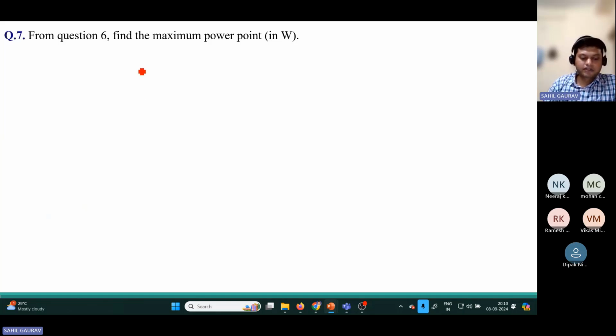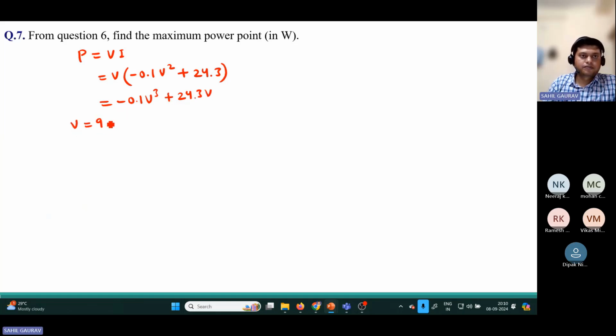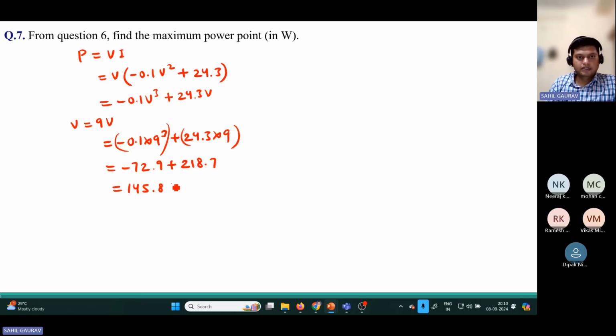For question 6, find the maximum power point. We have found the MPP voltage. So power is VI, and VI we got: minus 0.1 V cubed plus 24.3 V. V equal to 9 volts. So it will be minus 0.1 into 9 cubed plus 24.3 into 9. So we will get minus 72.9 plus 218.7. So we will get 145.8 watt.